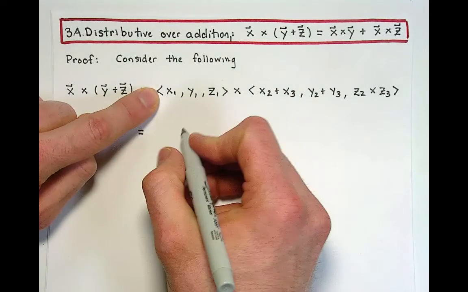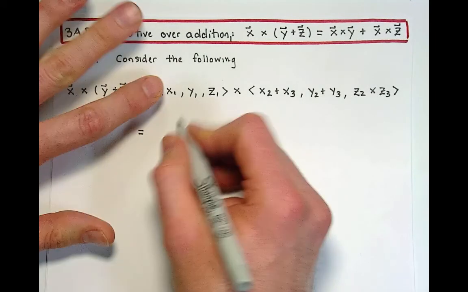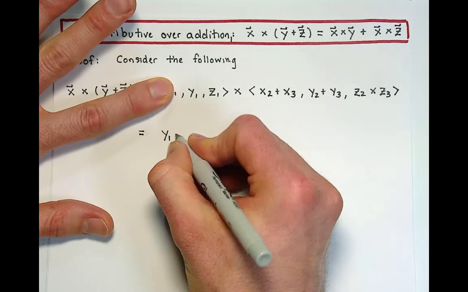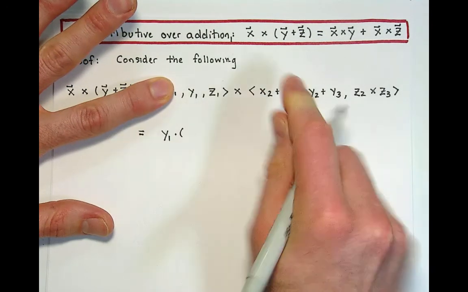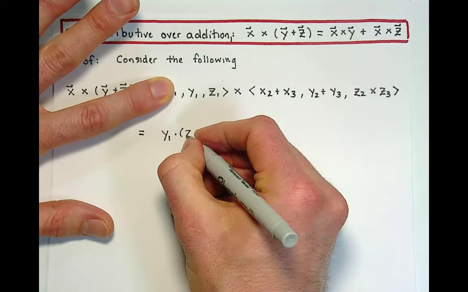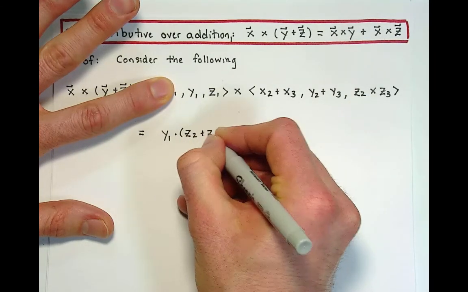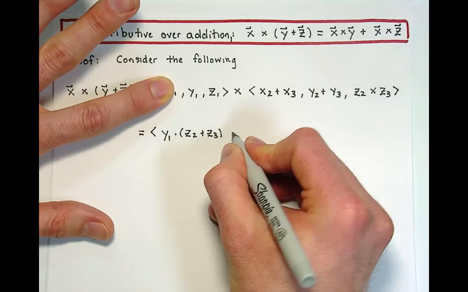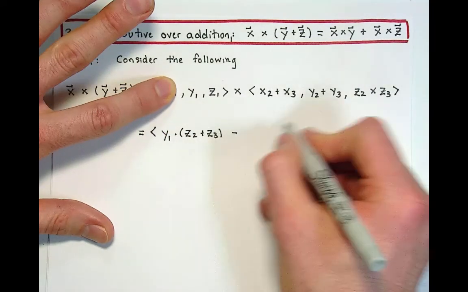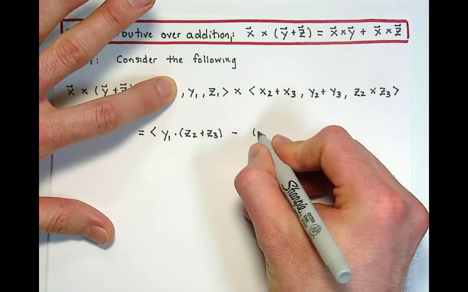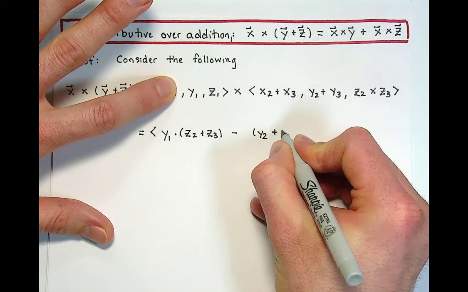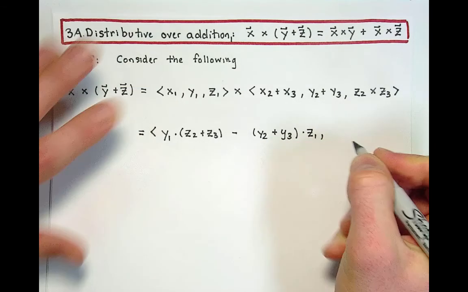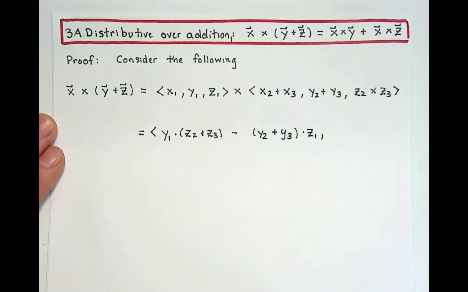So here we go. Cancel out the first components, and I'm left with y1 times the second component here, which was z2 plus z3. And this is a vector. And then we subtract away from that the second component, which is y2 plus y3 times z1. So that gives me my first component there.